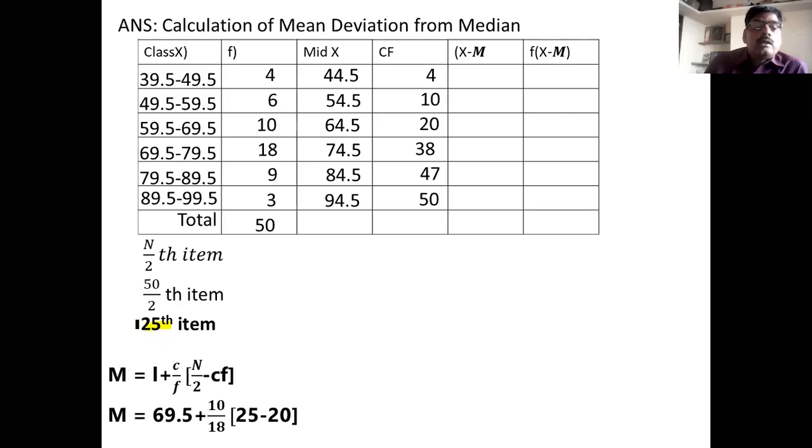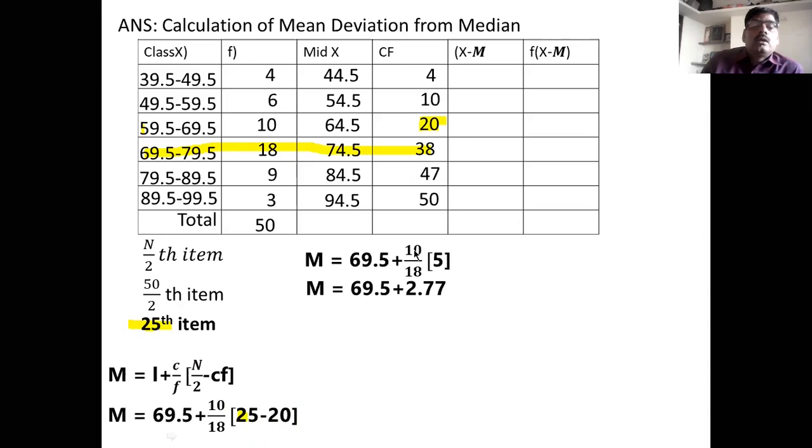This 25 already calculated, you take directly here in place of N by 2. And CF: this is the median class, and above this is 20. This 20 is called CF. You put 20. Then calculate the next step. So M is equal to 69.5 plus 10 by 18 into 5. So you calculate the second part.